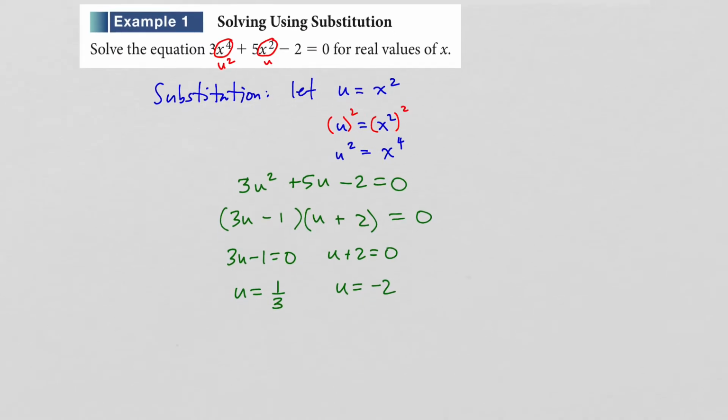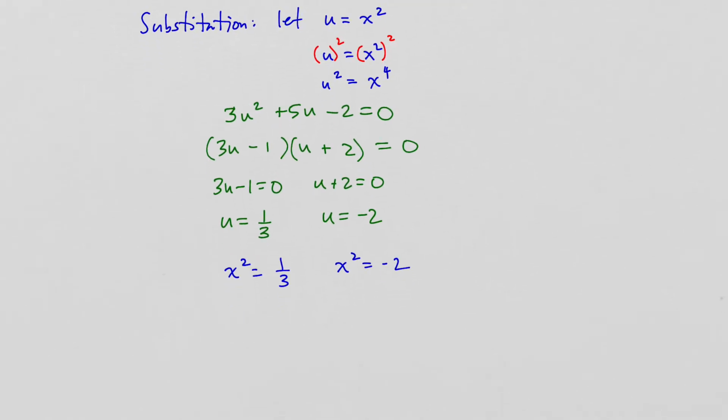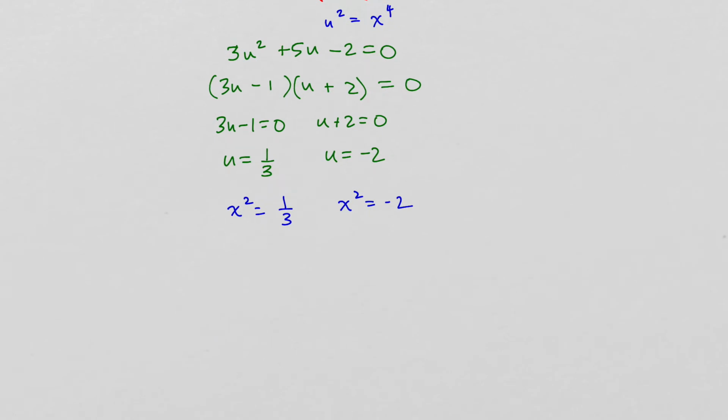But let's remember that we're not really solving for u. We're supposed to be solving for x because the variable in the beginning is x. So now what I do is I take the original substitution, u equals x squared, and I'm going to replace u down here and here with x squared. So this becomes x squared is equal to 1/3, or x squared is equal to negative 2. And I just have to solve these equations now.